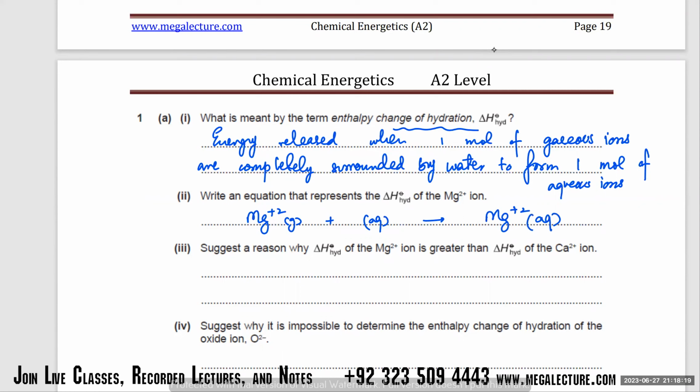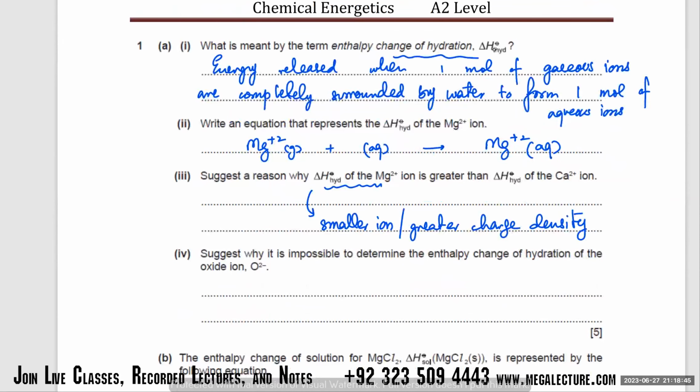अच्छा, suggest why the enthalpy of hydration of magnesium ions is greater. Because it's a smaller ion. Remember, smaller ions are going to attract more. They've got greater charge density. ठीक है, हमेशा smaller ions are going to form stronger bonds. So smaller ions have greater charge density, so there's going to be more attraction for water molecules.